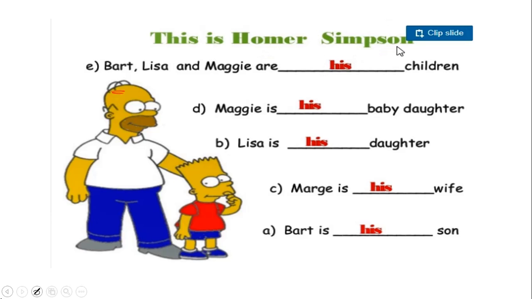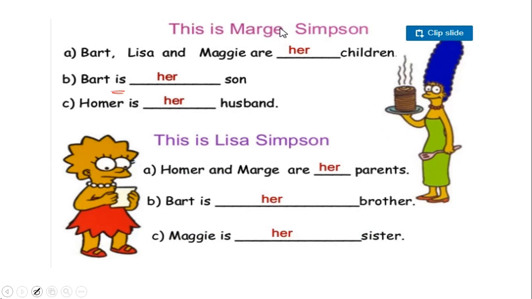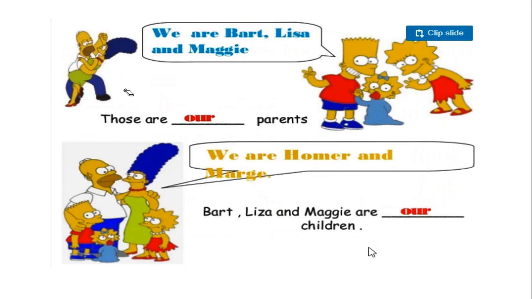Now this is Homer Simpson. Bart, Lisa and Maggie are his children. Maggie is his baby daughter. Lisa is his daughter. Marge is his wife. Bart is his son. Now this is Marge Simpson. Bart, Lisa and Maggie are her children. Bart is her son. This is Lisa Simpson. Homer and Marge are her parents. Bart is her brother. Maggie is her sister.